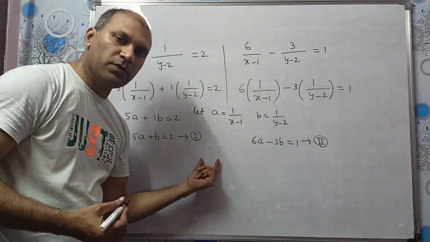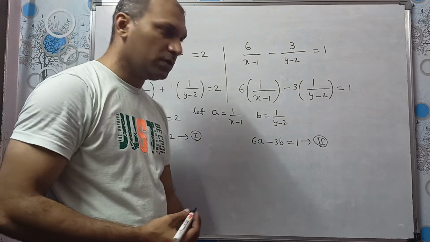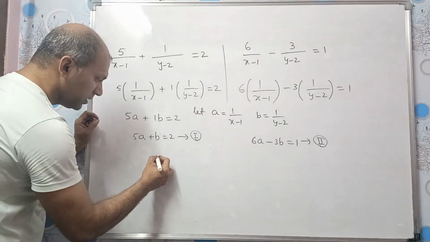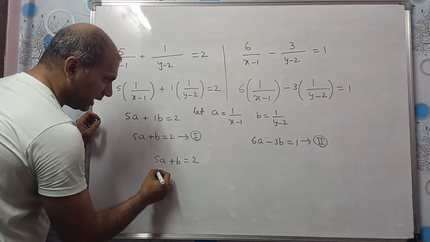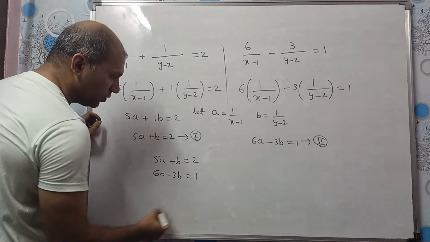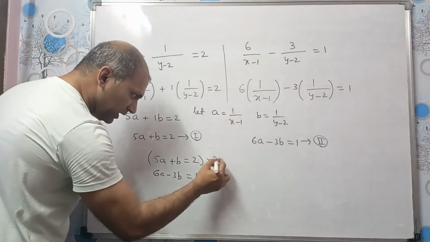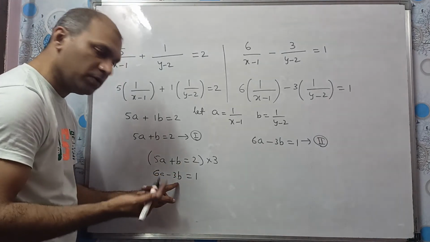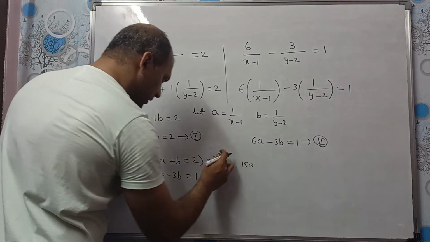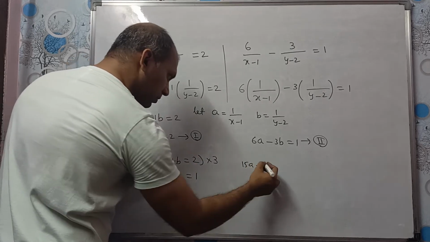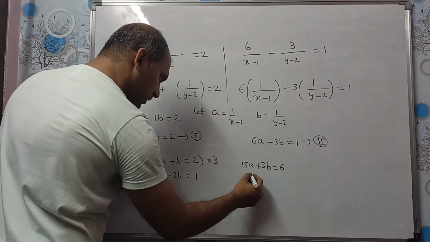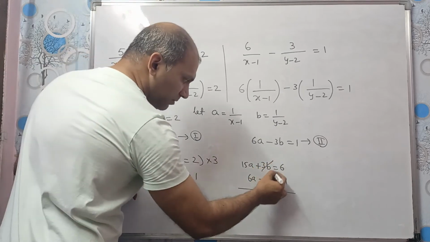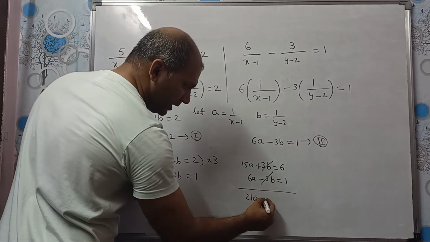Now we have linear equations in two variables, right? a and b are the variables now. We can use any method we like and find the values of a and b. Let us use the elimination method. So 5a plus b is equal to 2 and 6a minus 3b is equal to 1. I'll multiply the first equation by 3 so that it becomes 3b. 3b minus 3b will become 0, right? So 15a plus 3b is equal to 6, and 6a minus 3b is equal to 1. Now 3b minus 3b is 0. This is 21a is equal to 7.